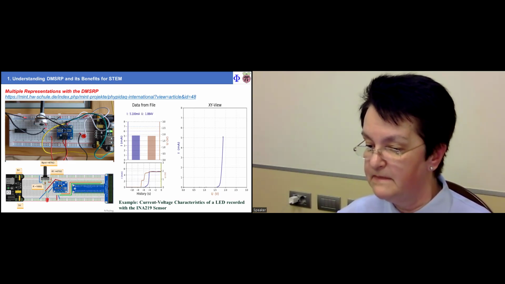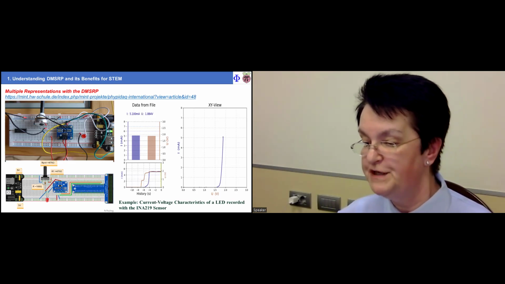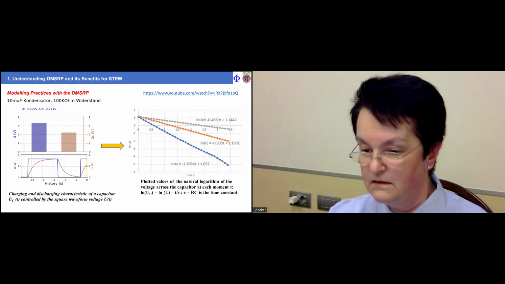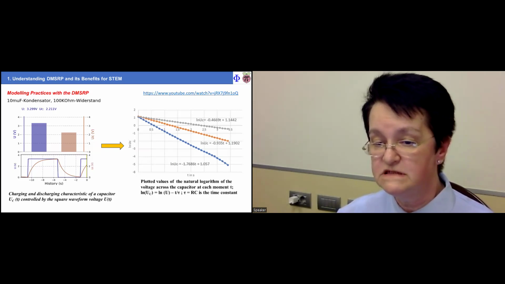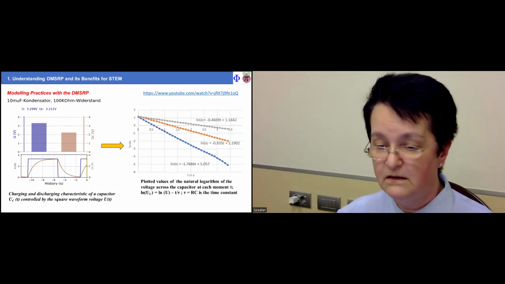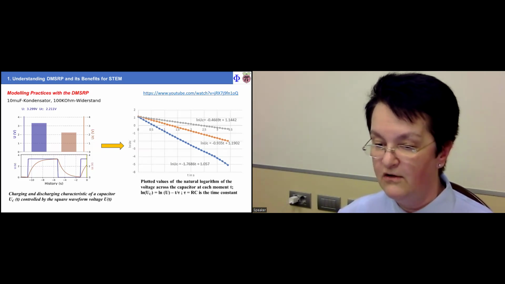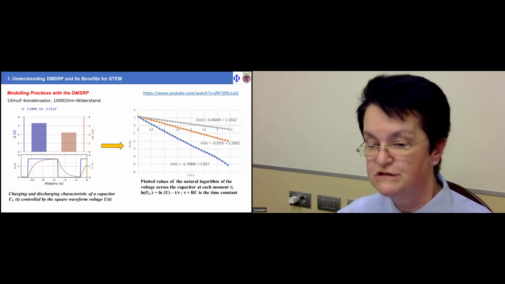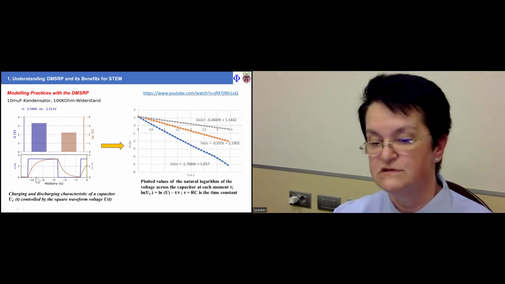model with a mathematical function, which is in this case an exponential function, and then they check with the literature for the Schottky function for the diode. Here are some modeling practices with the DMSRP. A lot of mathematics can be interconnected with the experiment referring to charging and discharging of an electrolytic capacitor through a resistor, which is connected at the pins of the Raspberry Pi. So this is the so-called history.